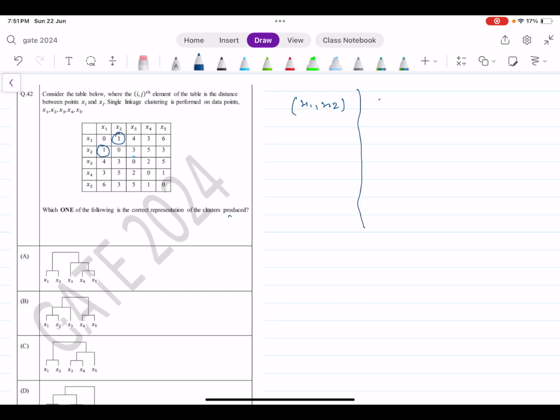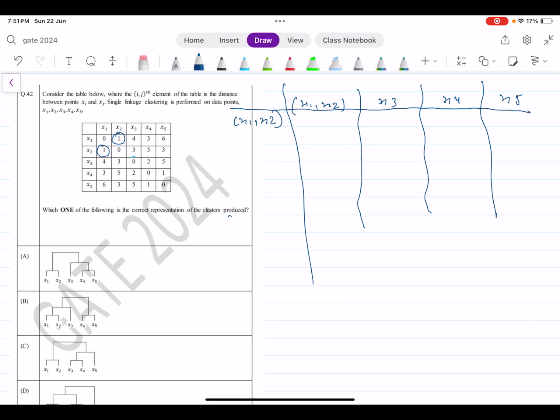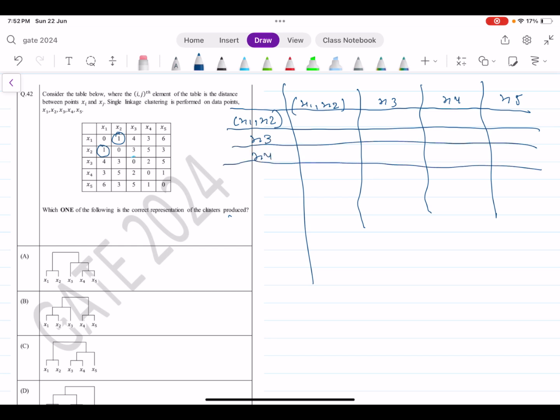and then we will have x3, we will have x4, and we will have x5. Same I'll do this side, x1 comma x2, and then we'll have x3, x4, and x5. So obviously x1, x2, x3, x4, and x5, the distance here will be 0.